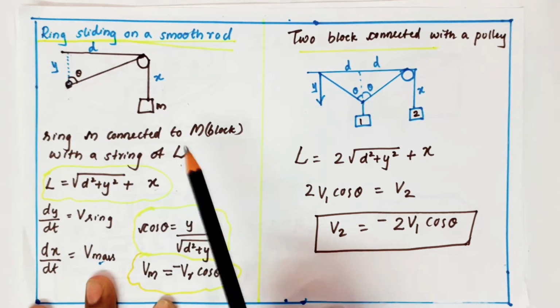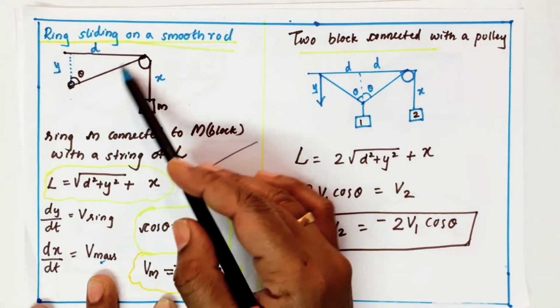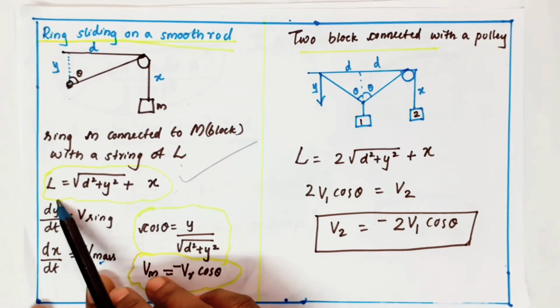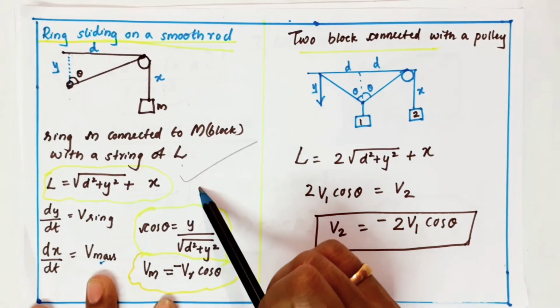In many questions you should have this idea how to find out the length, because if the body is moving, by pulling or pushing the body is moving, the length of the string cannot change. So that should be constant. That is our idea. So L is equal to root over d square plus y square plus x.